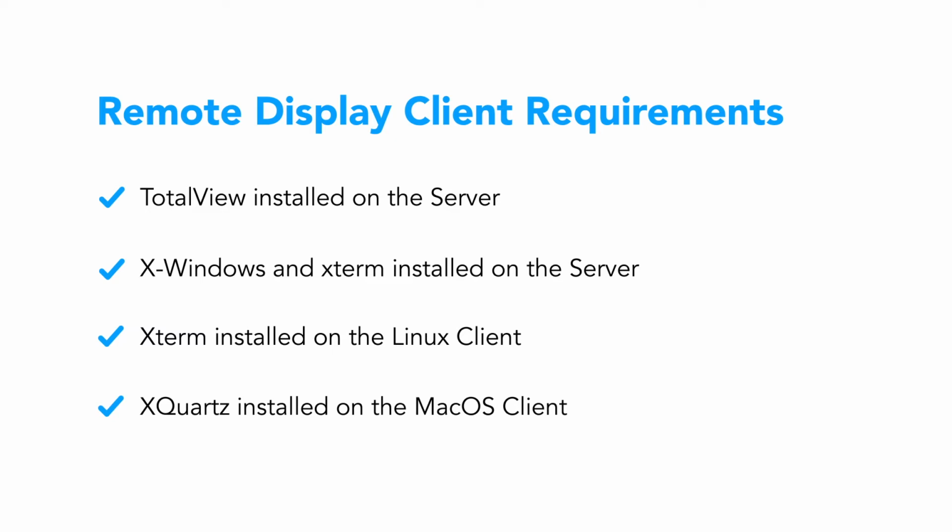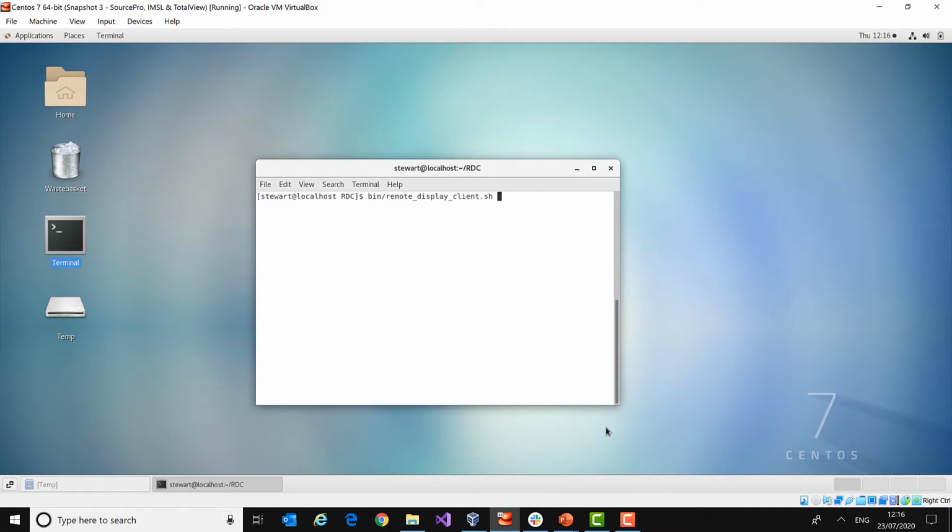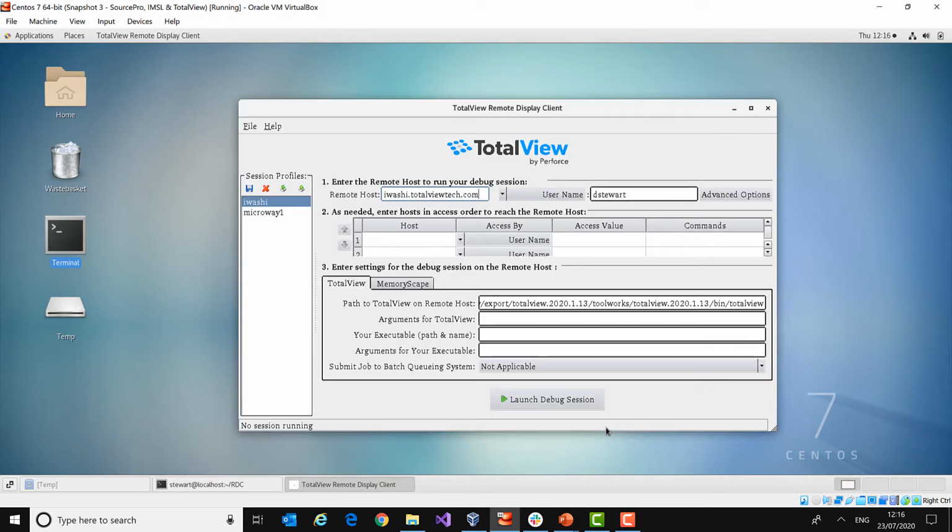So let's see how this works in practice. I'm going to run the Remote Display Client on a Linux machine. First of all, I run the Remote Display Client shell script, which brings up the Remote Display Client user interface. We can see here over on the left, we have session profiles. Once you've entered the details for a remote host, you can save a session and you can load it up for future use. You also have your username stored.